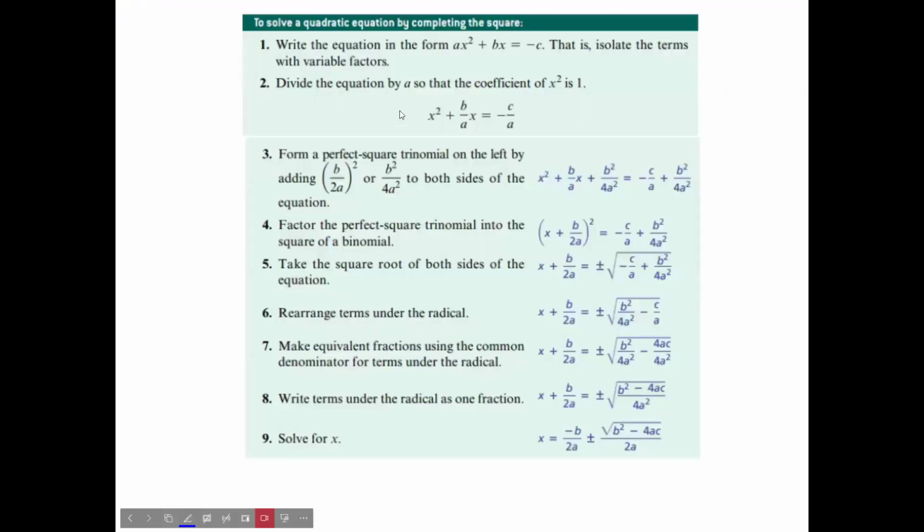Okay, let's see. So here is the long procedure. What is there with A, B, and C? You can read that on your own. Let's see how it works.